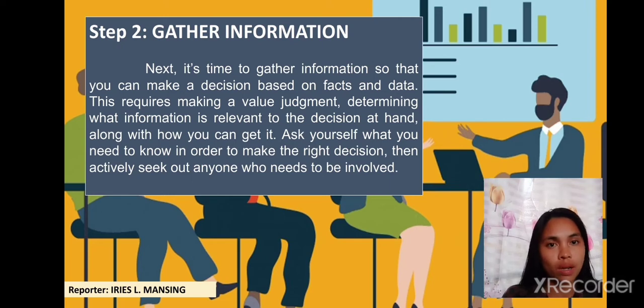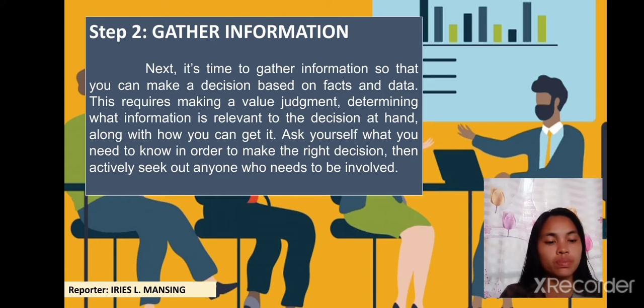This requires making a value judgment, determining what information is relevant to the decision at hand, along with how you can get it. Ask yourself what you need to know in order to make the right decision. Then actively seek out anyone who needs to be involved.